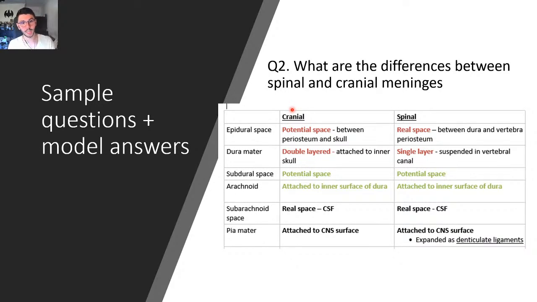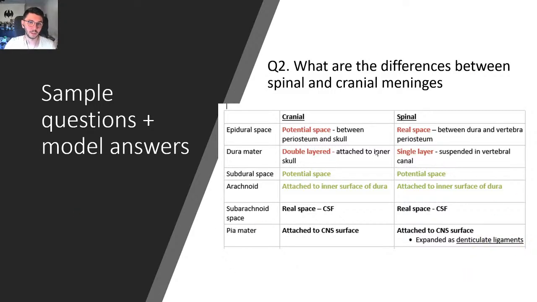The dura mater is double layered, so we have an inner skull and into the bone. And then we have a single layer, which is just suspended in the vertebral canal. So we don't have anything extra there. Subdural space is a potential space in both cases. In the cranial cavity, you get something called a subdural hematoma. In the spine, you can get a similar thing. Arachnoid mater is attached to the inner surface of the dura in both cases. Subarachnoid space has CSF, and the pia mater is attached to the CNS, and in the spinal it's called denticulate ligaments.